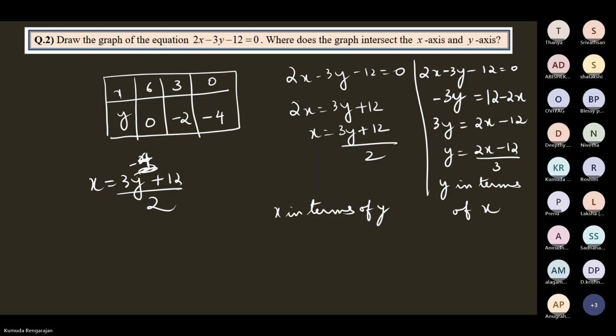All right. So like this, you have to give different values for y and find the corresponding values of x. Now you need to plot these points on the graph paper. The 3 points will be connected by the same straight line. And that is the geometrical representation of this equation. So that's what you want to see here.